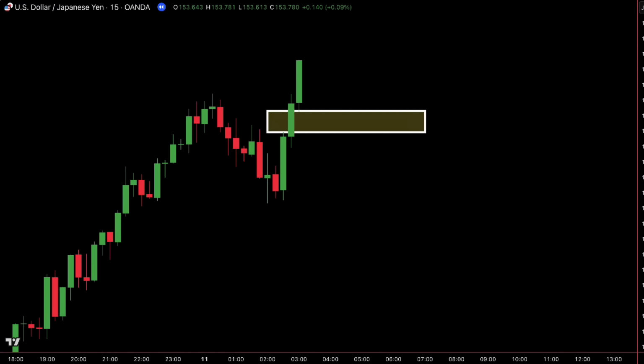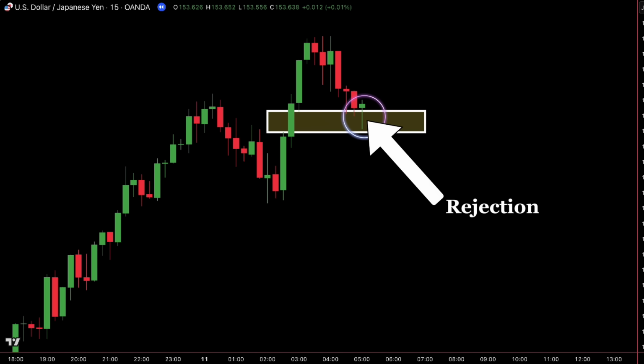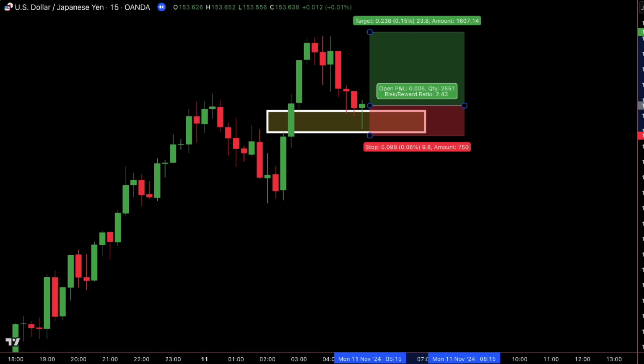Look what happens next. Price pulls back into the zone and gets rejected. That rejection tells us the market respects the level. That's our signal. We place our entry at the close of the rejection candle. Stop loss, just below the zone. Target, the next logical resistance level. And watch how it plays out. The market takes off exactly as expected.